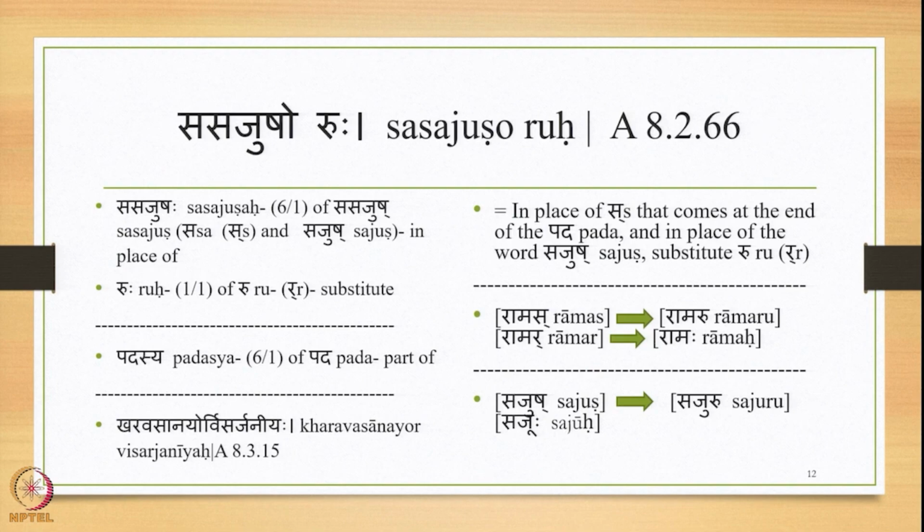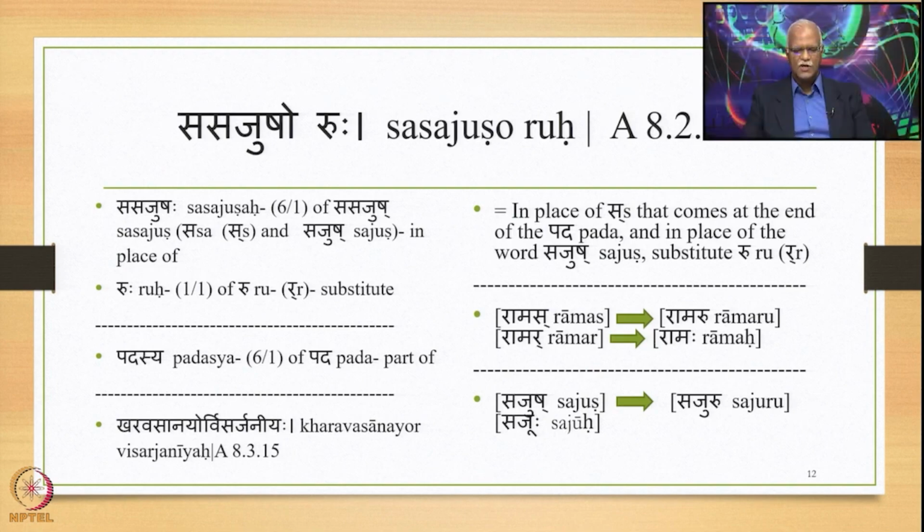This is 8.2.66. This sutra consists of two padas, Sasajushaha and Ruhu. Sasajushaha is 6/1 of Sasajush. Sasajush is made up of two components, sa, which refers to the sound sa, and sajush. So, Sasajushaha means in place of sa and in place of the word sajush.